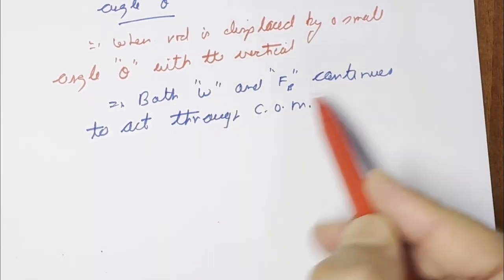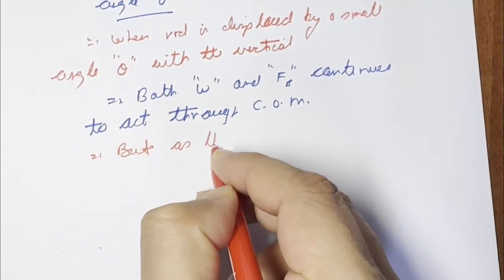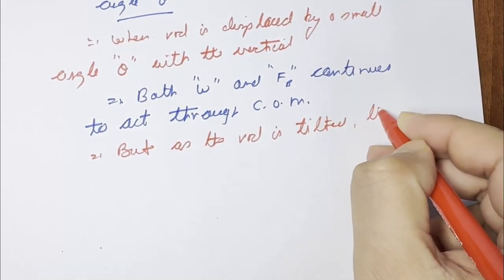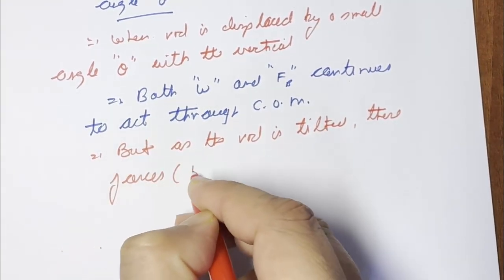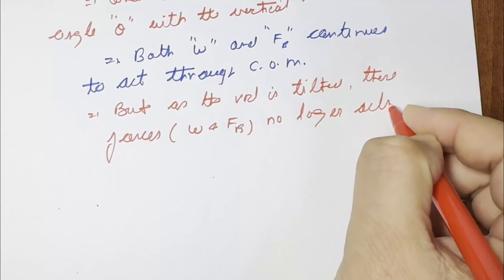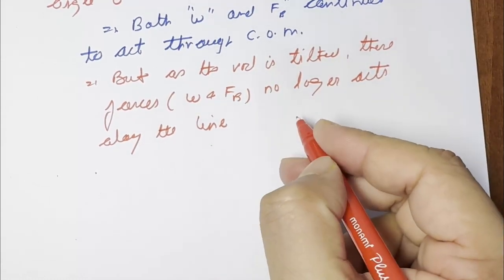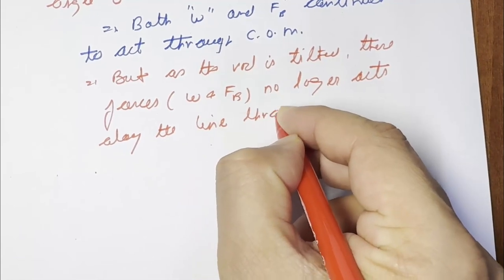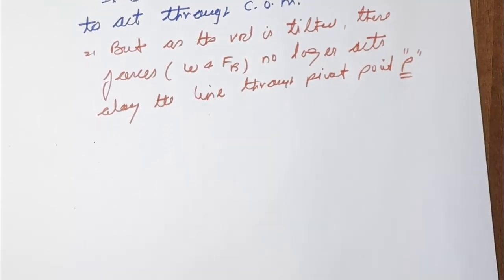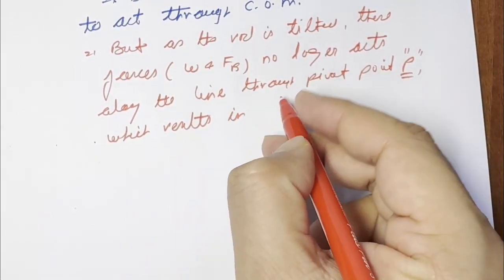So both W and FB continue to act through the center of mass, but as the rod is tilted, these forces W and FB no longer act along the line through pivot point P, and this results in torque.